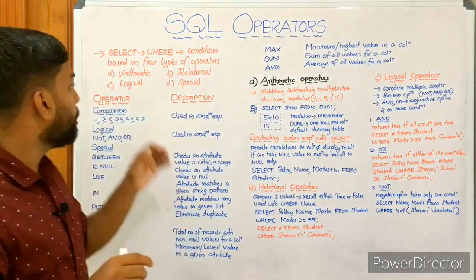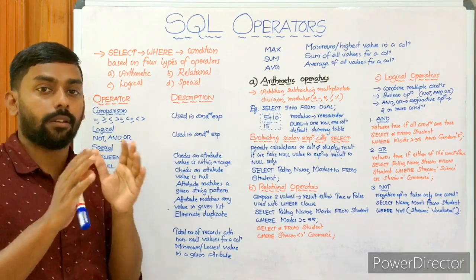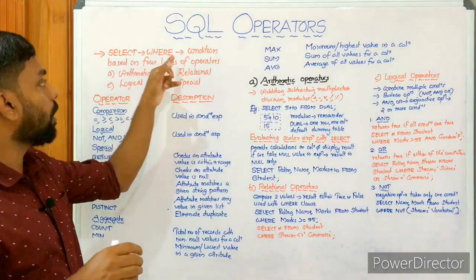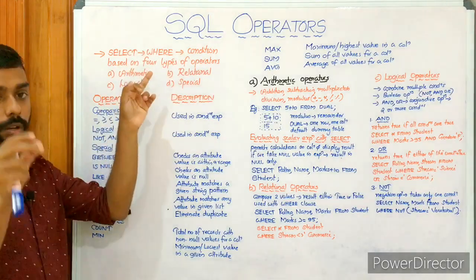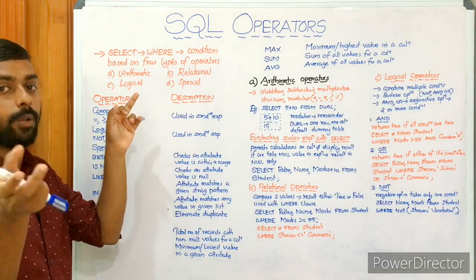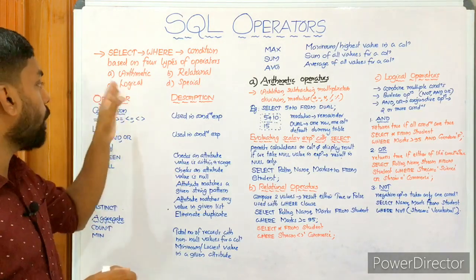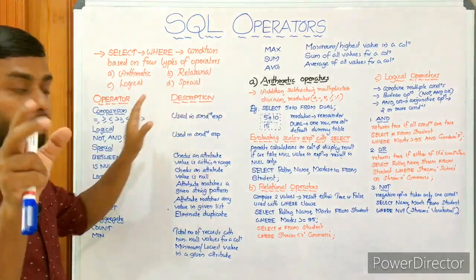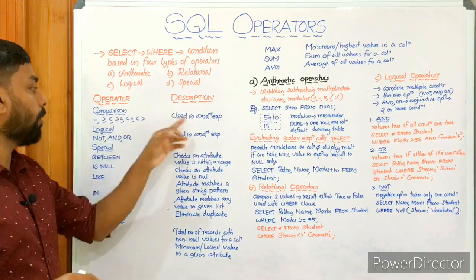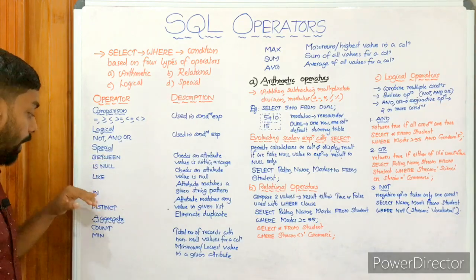Let's have a quick revision. These are some of the operators used with the select command. Select is used to retrieve or fetch data from a table or multiple tables, and the where clause is used to give a condition. After the where clause we can use these types of operators: arithmetic, relational, logical and special. Comparison: equal to, greater than, less than, greater than or equal to, less than or equal to, not equal to. Logical operators: not, and, or. Special: between, is null, like, in and distinct.